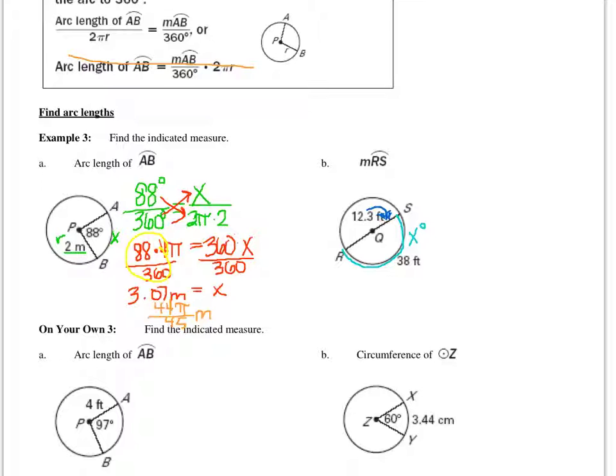So we can find the circumference. My circumference is going to be 2 pi times my radius, 12.3. And I know the length in feet of my arc, and that's 38. So I have 38 over 2 pi times 12.3 equals, I want to find my arc measure, so that's x, over the entire circle, which is 360 degrees. So that's the proportion that I need to solve.